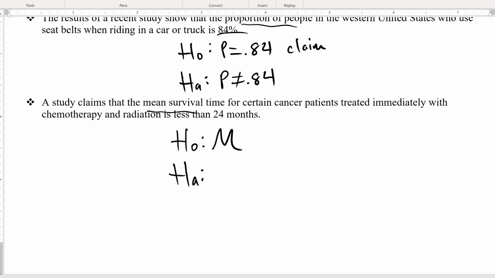The null hypothesis, I know I see a less than, don't put a less than here. The null hypothesis is always what? Always equal to. We assume nothing. We just assume, okay, let's say it's 24 months. Alternatively, they're claiming it's less than 24 months. And that would be the claim.